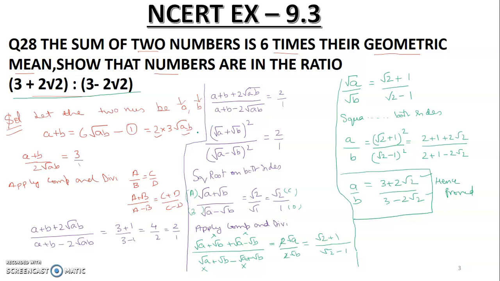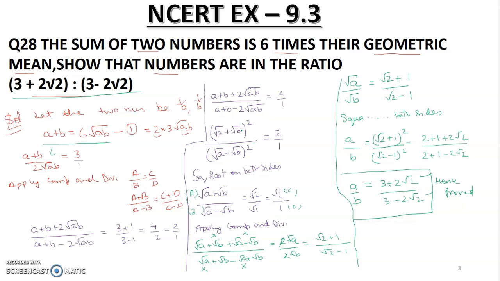Alright students, so in this way you will solve the questions. See here, I am repeating from the beginning: it is given that a plus b is equal to 6 root ab, because it is given 6 times the geometric mean. So geometric mean means root ab. So again rewriting this as a plus b divided by 2 root ab is equal to 3, right? Then applying componendo and dividendo, a plus b divided by a minus b is equal to c plus d divided by c minus d.